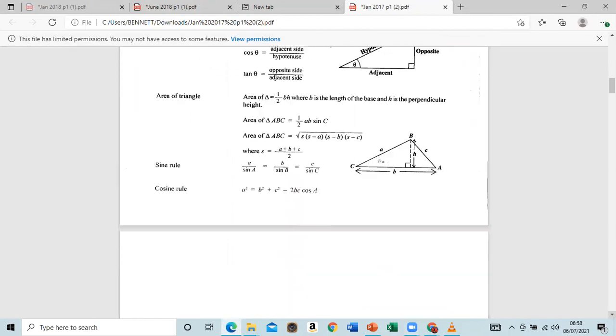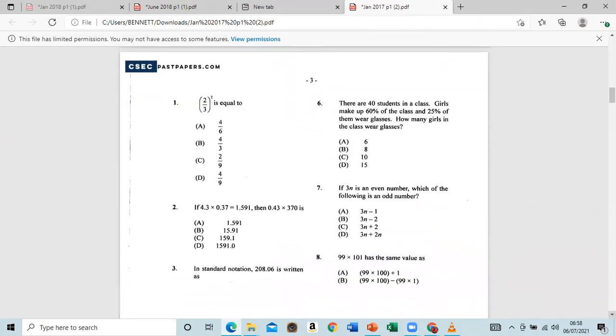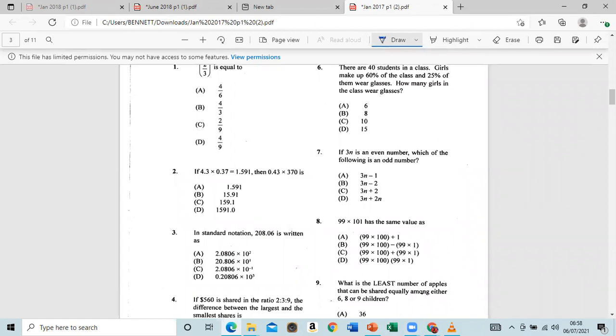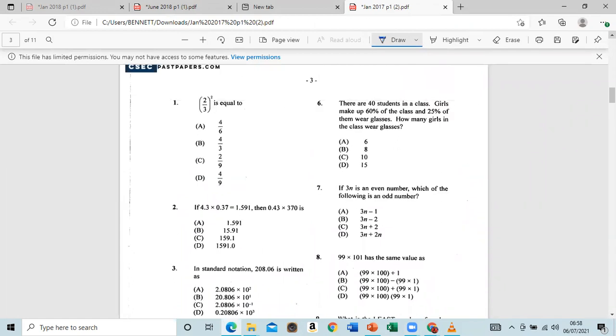So these are the formulas. All right, let's proceed. The first one says, (2/3) squared is equal to what? Now we know that squared means 2 times 2, divided by 3 times 3. So that gives us 4 over 9. So the answer for this one would be D.